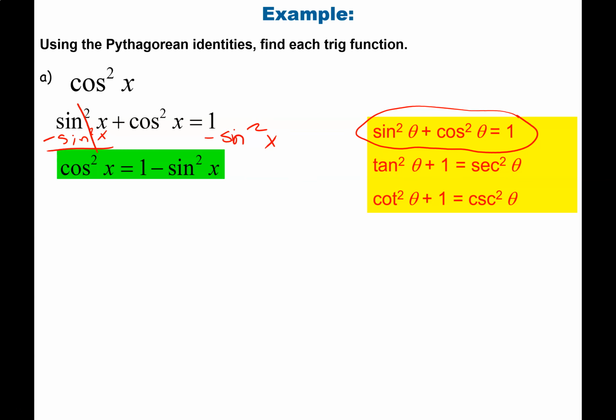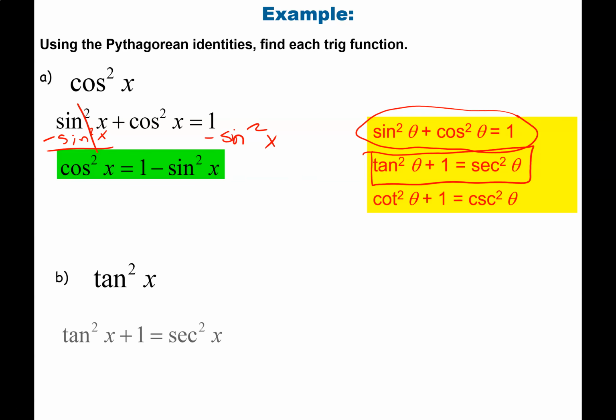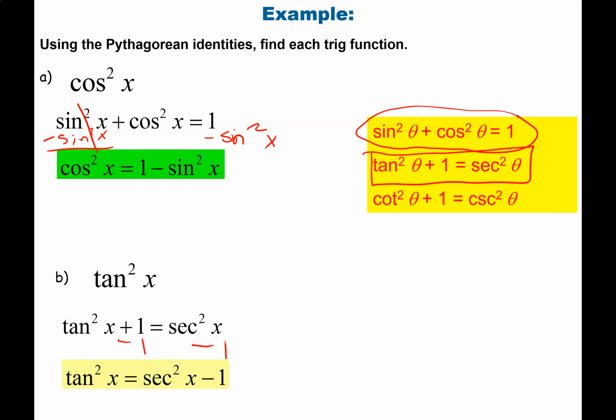Okay? Letter B. Now we have tangent squared x. Again, we're looking at my Pythagorean identities. Which one has tangent in it? Boom. This middle one, right? So that's the one we're going to play with now. Now what we want to do again is write it down, and then have tangent squared x by itself. I see that it's being added to 1. Go ahead and subtract the 1 from each side. What is that going to look like? It's going to look like this. Tangent squared x is equal to secant squared x minus 1.